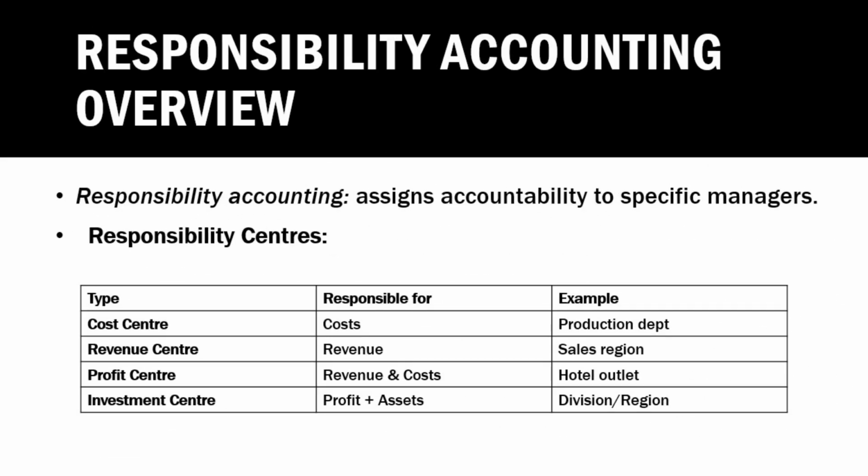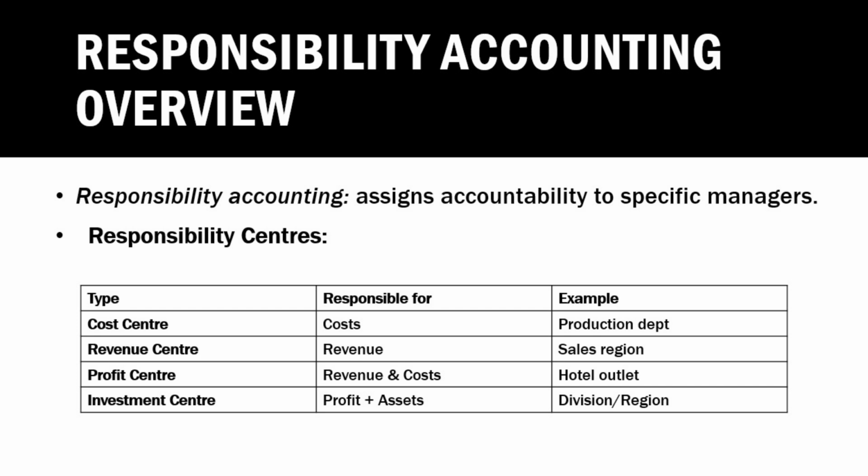Responsibility accounting is a system that assigns accountability for results to specific managers. The idea is every part of the business has someone in charge, and that person is measured on the things they can actually control. There are 4 key types of responsibility centers to understand. Number 1, cost center. A cost center manager is responsible only for costs. For example, a production department in a factory. The manager is judged on whether they keep costs within budget.